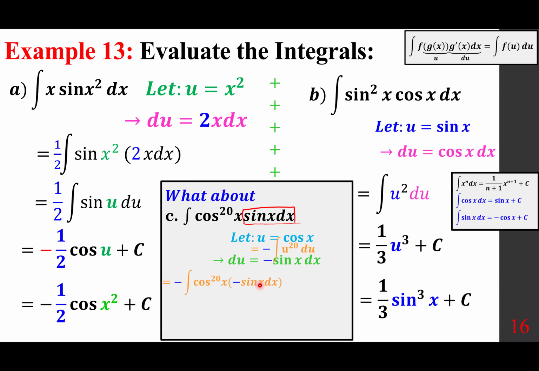So I'm going to write it as minus the integral of u to the power of 20 du, which is -1/21 u to the power of 21, and a constant. We are using the power rule. And of course, u is replaced by cosine. We get -1/21 cosine to the power of 21 x plus a constant.